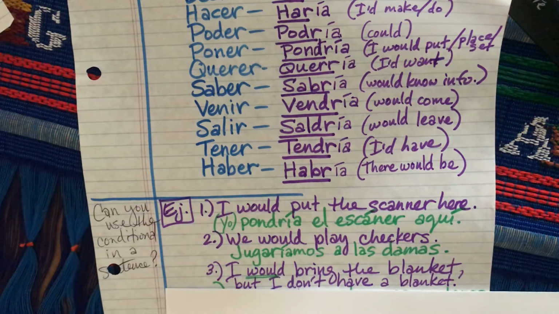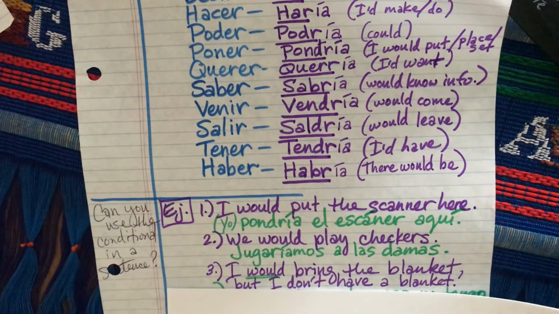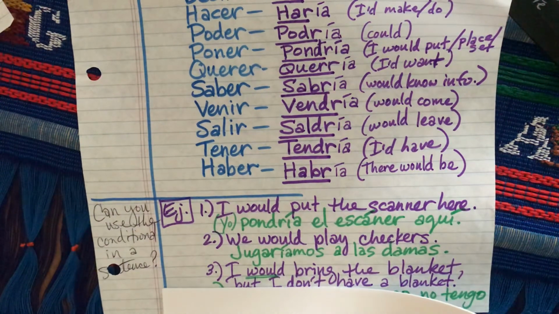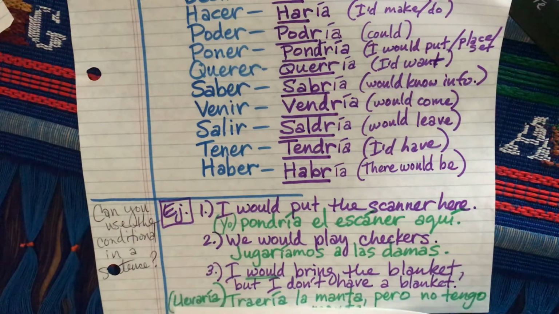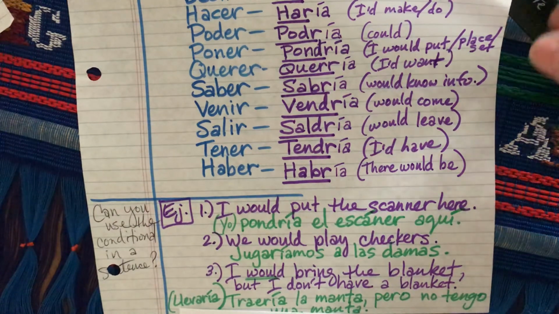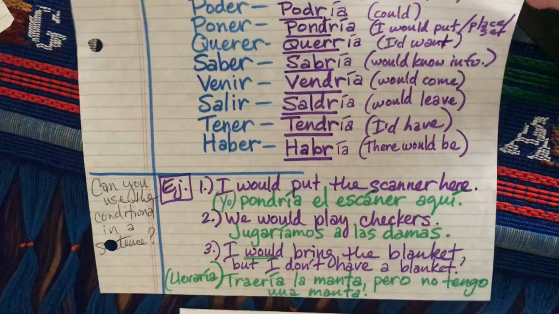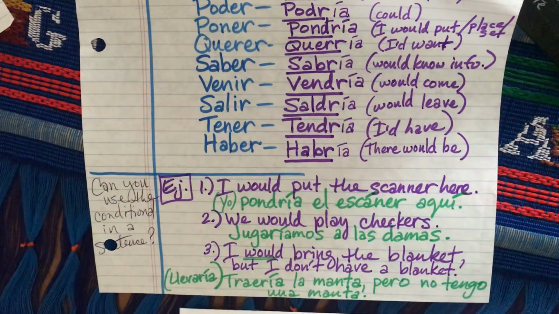Traer is to bring. Go ahead and write out how you think you would say that. Pause for a moment. I would bring the blanket. Here we go. Llevaría or traería. There's 2 ways you can say bring. La manta, pero no tengo una manta.